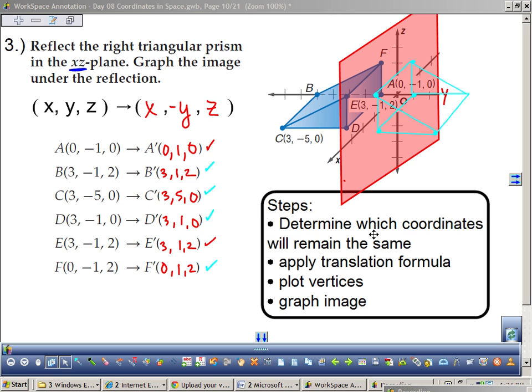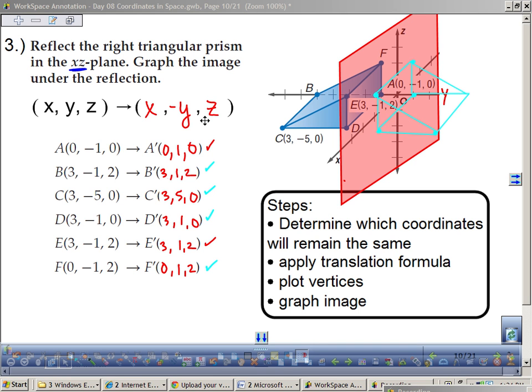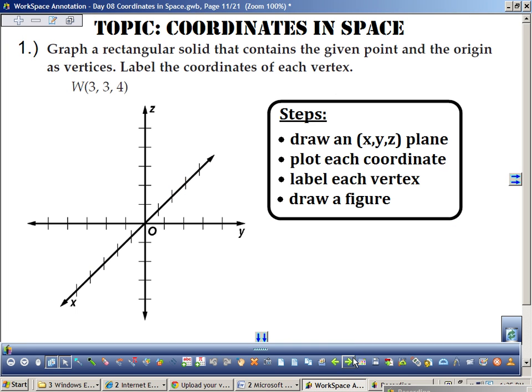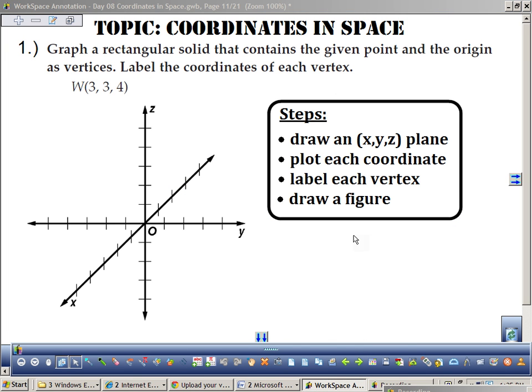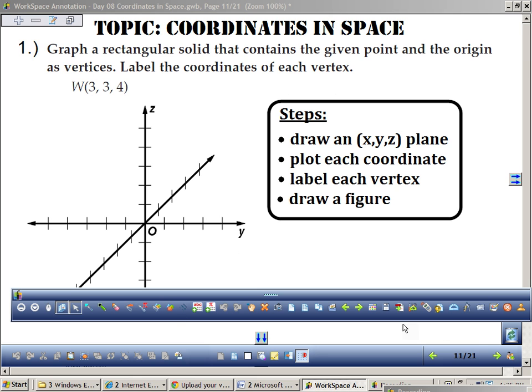Determine which coordinates will stay the same. We did that, the x's and the z's. Apply the translation formula means apply that negative. Plot the vertices, graph the image. Okay, guys. Now I'm going to give you your notes. So hold on one second.